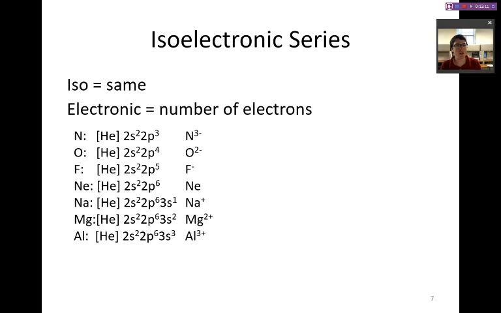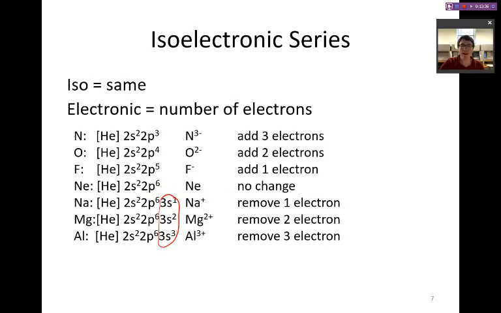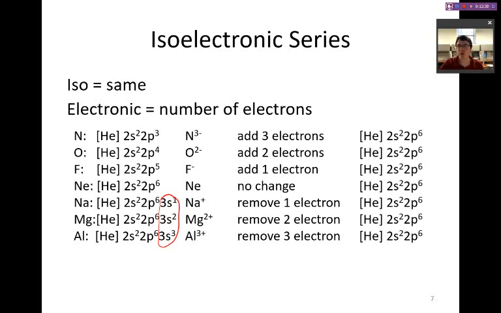we would get nitrogen is missing 3 electrons, so it gains those 3 electrons to form a noble gas configuration. Oxygen gains 2, fluoride gains 1, neon is already a noble gas configuration, and then sodium, magnesium, and aluminum each lose electrons based on the excess number that they have here in the 3s subshell. When we form these ions, we now have added or removed those electrons, and we see that they all have the same noble gas configuration. So all of these form an isoelectronic series.